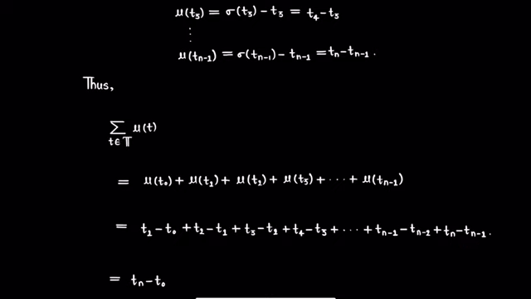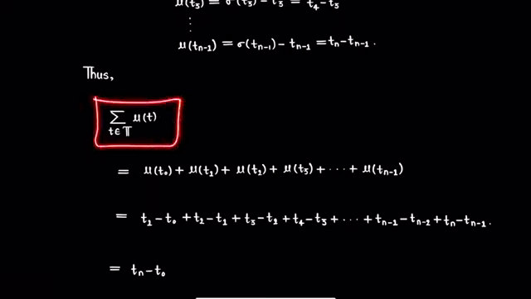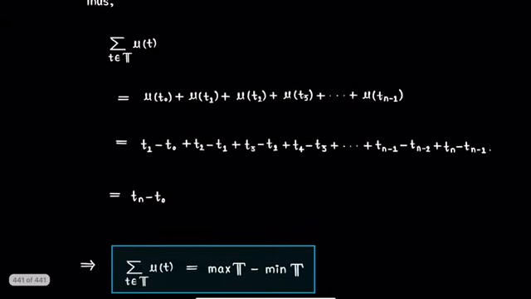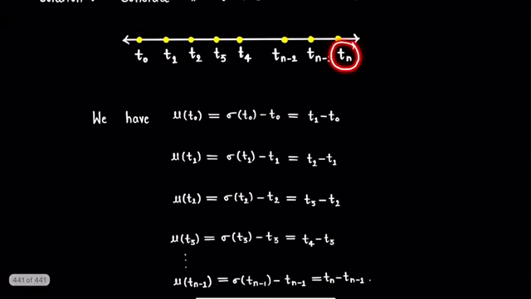Now here we can observe that t1 will get cancelled with minus t1, t2 will get cancelled with minus t2, t3 will get cancelled with minus t3, and so on; t(n-1) will get cancelled with minus t(n-1). Again this minus t(n-2) will get cancelled with plus t(n-2) somewhere here, and finally we get the summation of mu(t) for each point t in the given time scale T equals tn - t0. Now note that tn is the maximum point of the given time scale, and t0 is the minimum point of the given time scale.